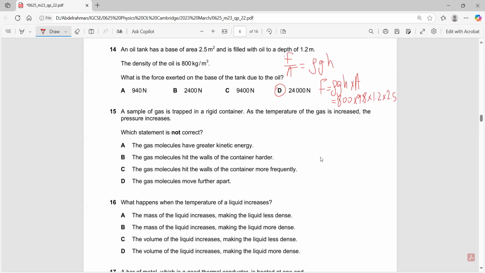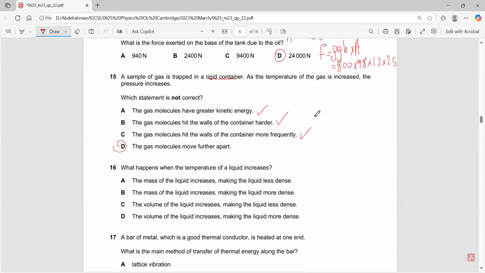A sample of gas is trapped in a rigid container. As the temperature increases, the pressure increases. Which statement is not correct? Which statement is wrong? The molecules have greater kinetic energy. They do, because the temperature increases. The gas molecules hit the walls harder. Yes, they do. Molecules hit the walls more frequently. Yes, definitely. They move further apart. No, they do not. Why? Because this is a rigid container, because the volume is constant.